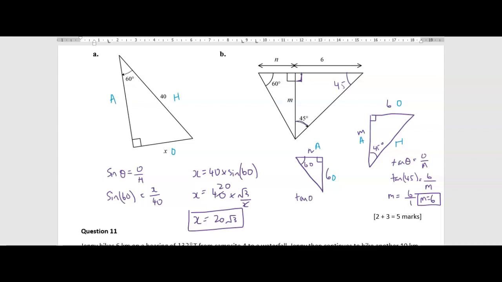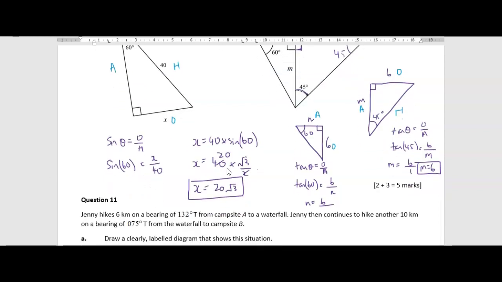So tan theta equals opposite over adjacent. So tan 60, opposite side is 6, adjacent is n. So n is equal to 6 over tan 60, okay, which is root 3. And we shouldn't leave a root 3 in the denominator, so let's just rationalize the denominator. So it's going to be 6 root 3 over 3, which is equal to 2 root 3. And put a little square around that. So not much working out space there.